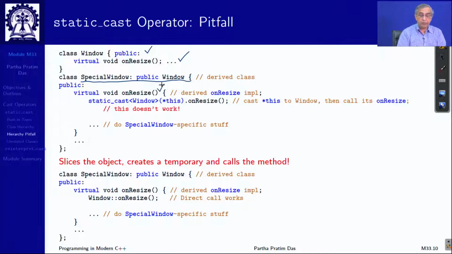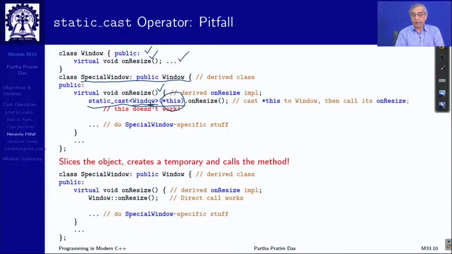So, when you resize, what you would want is that the basic functionality of the resize of the window, the parent class, should be called first, so that the basic resizing is done, and then the extra work that you need for the special window is carried out. Now, naturally for this you want to call this function. So, one common mistake we make is we take the special window object, this, and static cast it to the window object. So, we say okay, we are doing an upcast because we are going up.